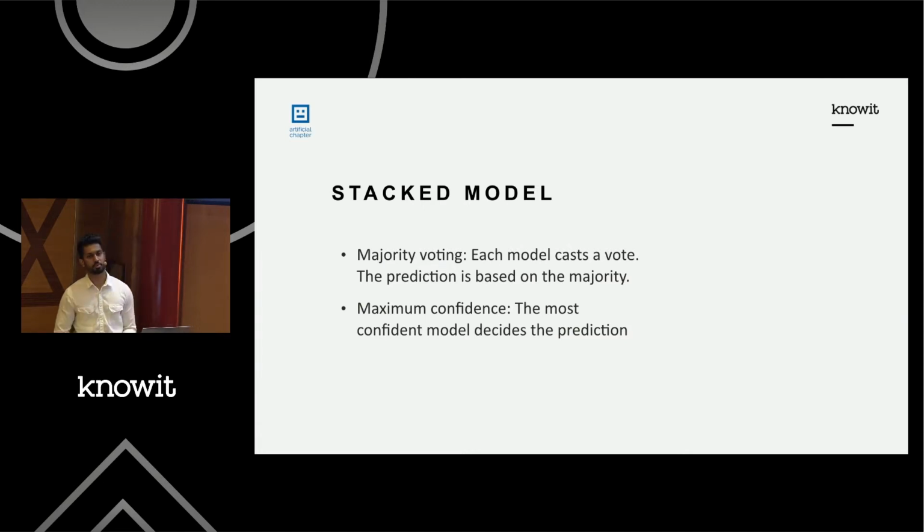It is also possible to see how confident a model is of its prediction. You can see how strongly it believes the author to be male or female. So that's why we tried out another method called maximum confidence, where we essentially let the most confident model dominate the entire prediction.